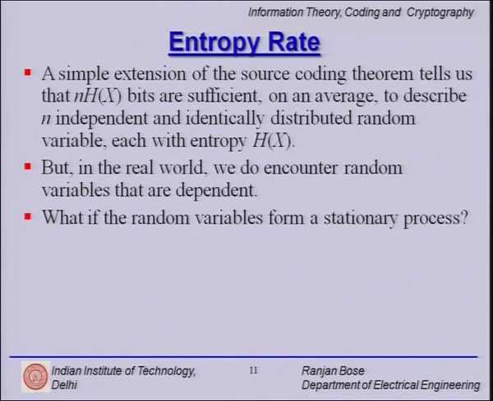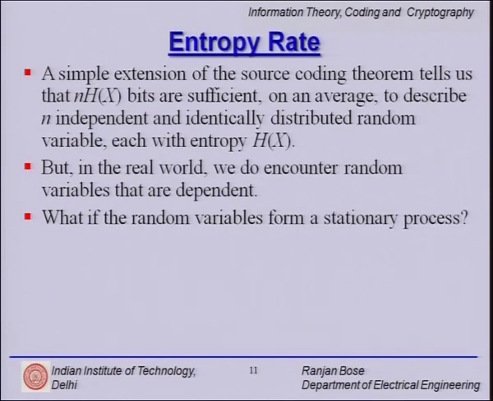Now we change gears and we talk about something called entropy rate. We observed in the last class, when we talked about using blocks for coding and trying to achieve the source coding theoretical limit, that a simple extension of the source coding theorem is that nH(X) bits are sufficient on an average to describe n independent and identically distributed random variables, each with entropy H(X). Okay? It is just very intuitive.